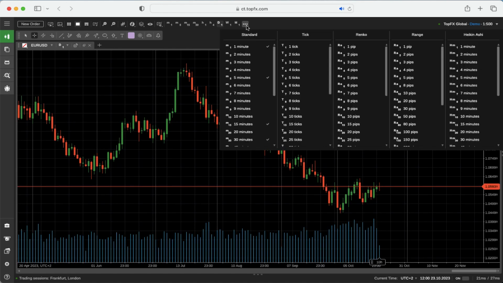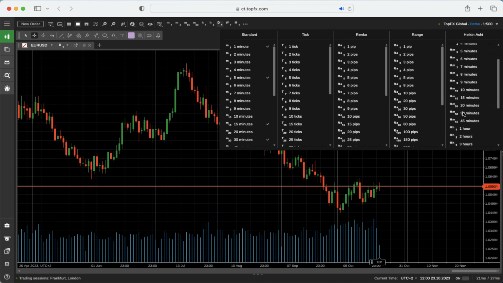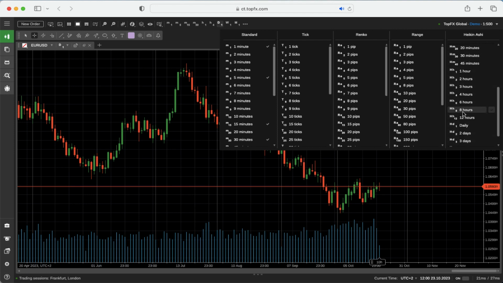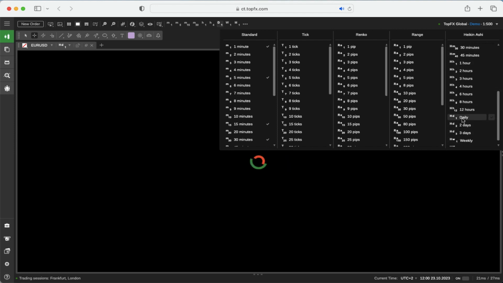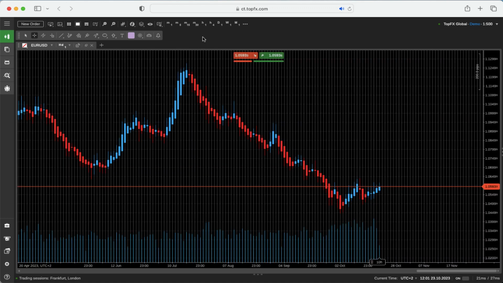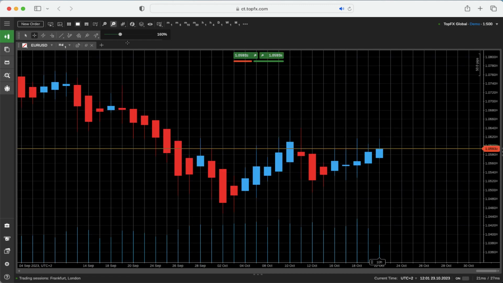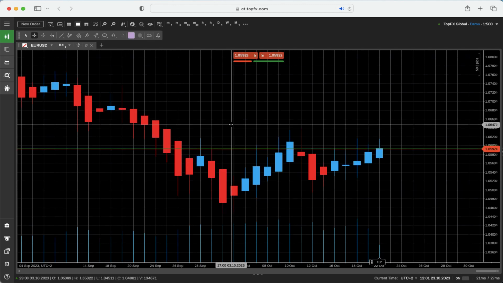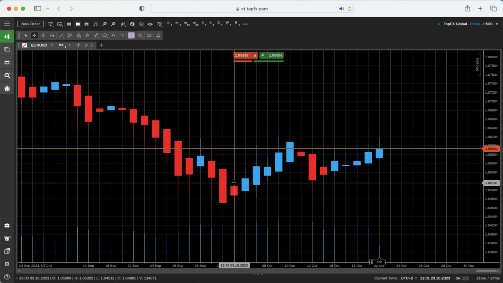You click on the dots and you go to Heiken Ashi. Maybe we should check Heiken Ashi daily so we can have some kind of comparison to the standard chart. So what do you see here? Let me zoom in a little bit so we don't have these confusing numbers. Those are Heiken Ashi candlesticks.